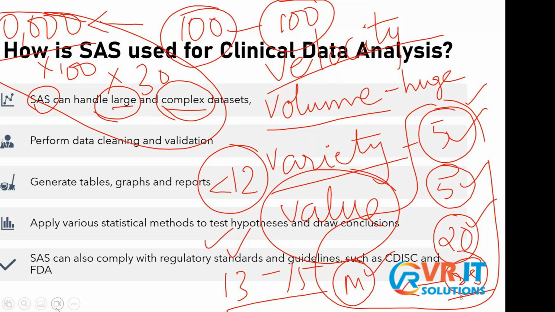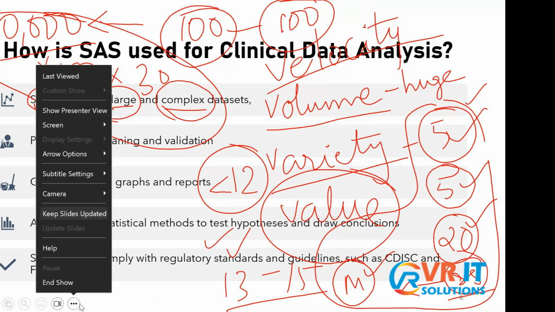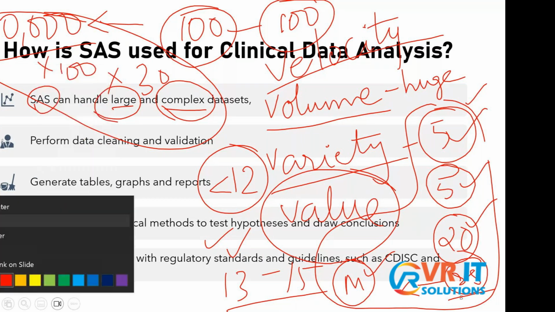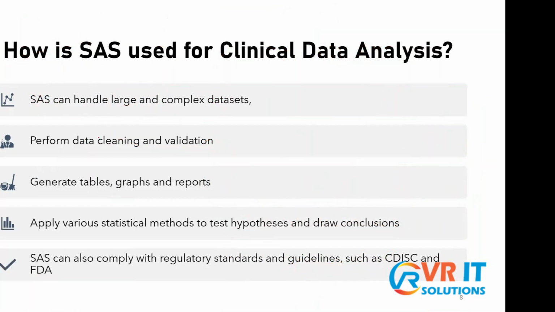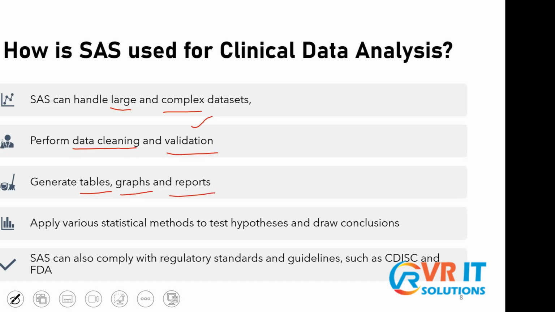This is just to show you that the data that we are handling is entirely different from the data the others are using. So SAS can handle large data sets and it can handle complex data sets. You can perform data cleaning. You can also validate whether the data is changed or not. You can easily validate with the help of SAS. You can generate outputs like tables, listings, figures, graphs, and reports. You can easily prepare them with the help of SAS software.